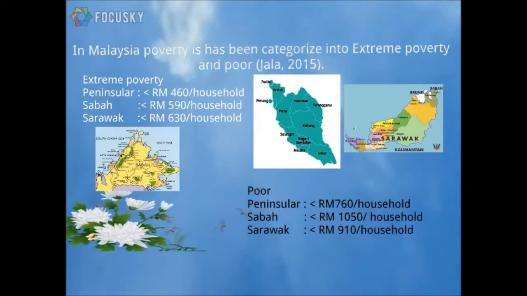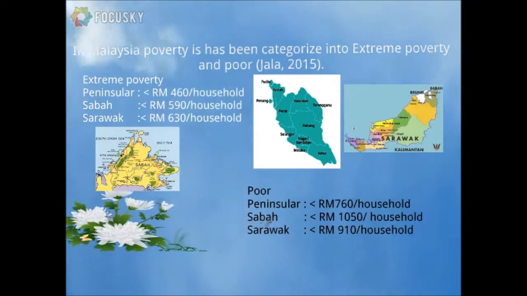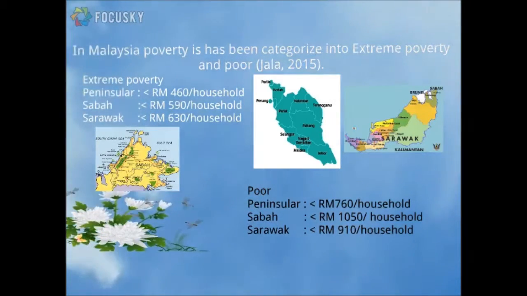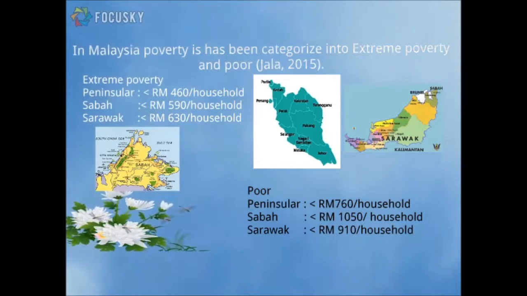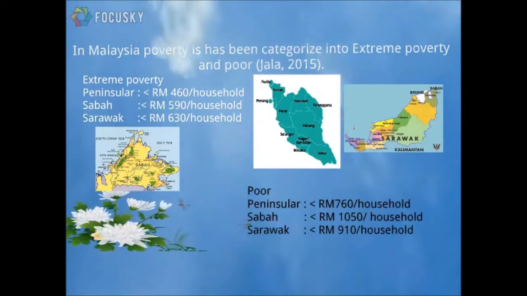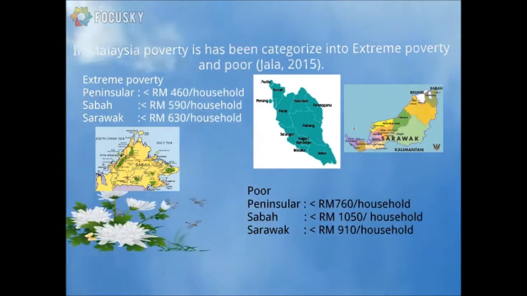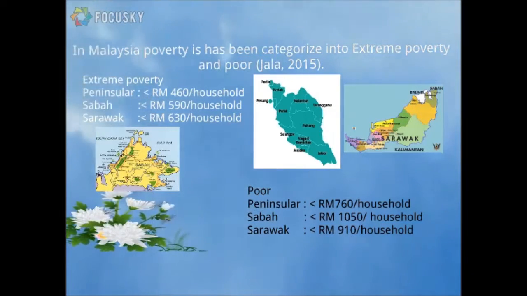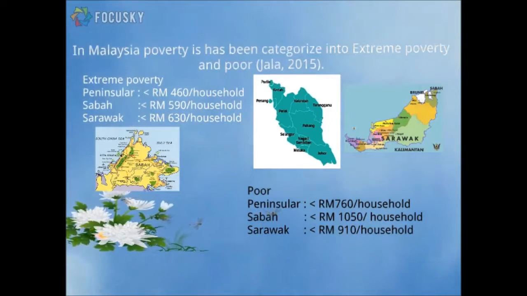For the poor people, less than 760 ringgit is considered as poor for the Peninsula people. Less than 1050 ringgit is poor for Sabah, and less than 910 ringgit is considered poor in Sarawak.